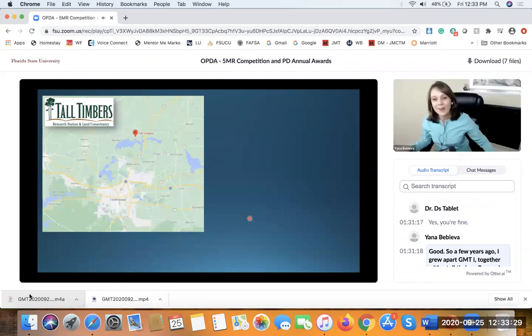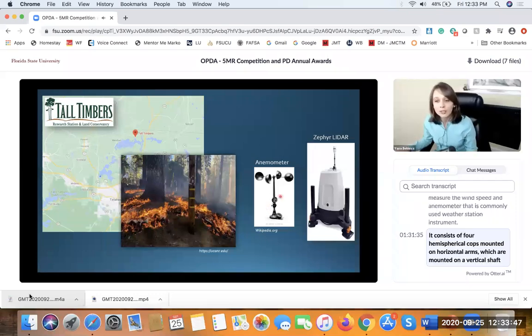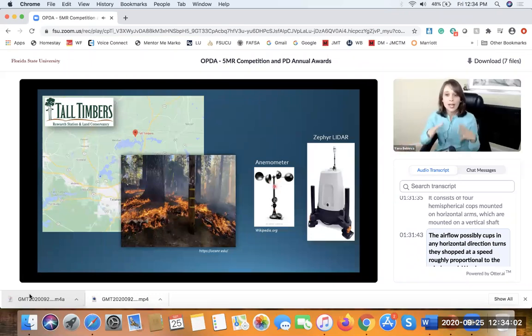So a few years ago, a group at GFDI, together with the Tall Timbers Research Station, that is right to the north of Tallahassee, did some experiments with the prescribed fires. We used several instruments to measure the wind speed, an anemometer, that is commonly used weather station instrument. It consists of 4 hemispherical cups mounted on horizontal arms, which are mounted on a vertical shaft. The airflow past the cups in any horizontal direction turns the shaft at a speed roughly proportional to the wind speed. We also use some modern instruments like Zafra LiDAR.